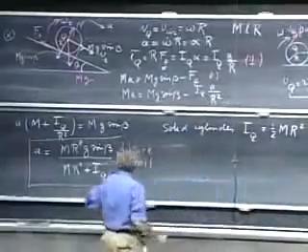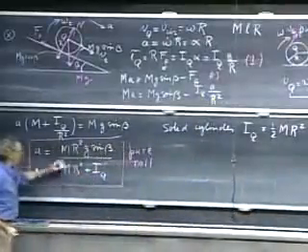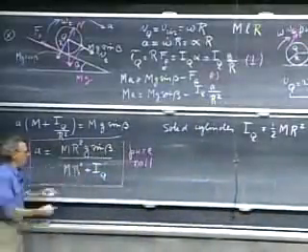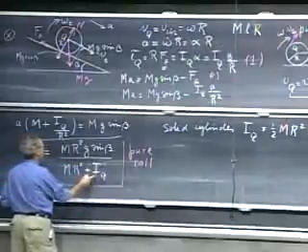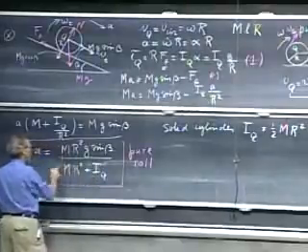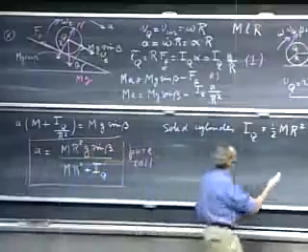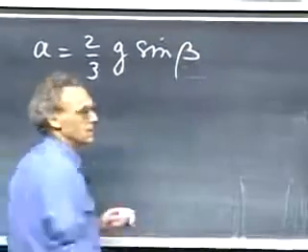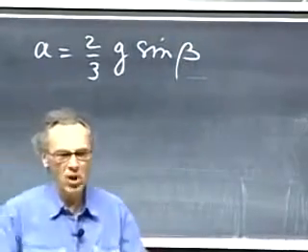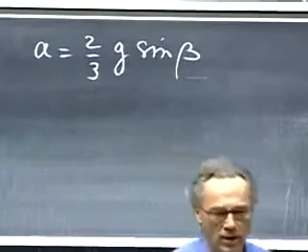And if I substitute that in here, notice that all my mr squares go away. I get 1 plus 1/2, which is 1.5, upside down, it becomes 2/3. So A equals 2/3 times G times the sine of beta. There is no M, there is no L, and there is no R.